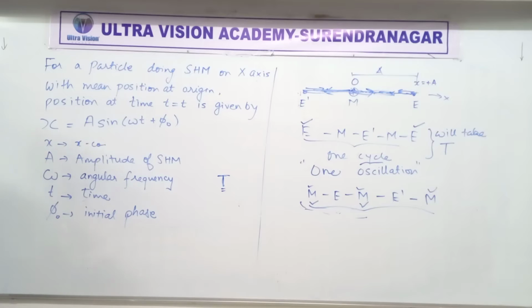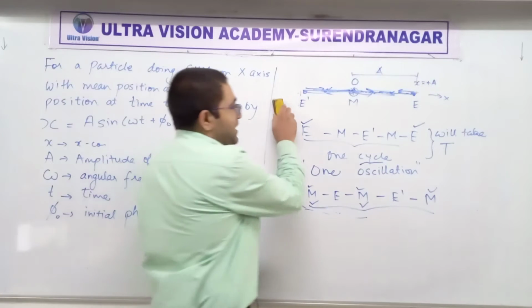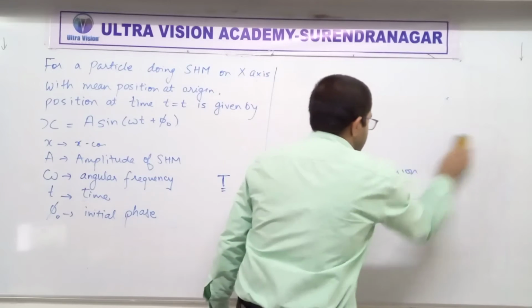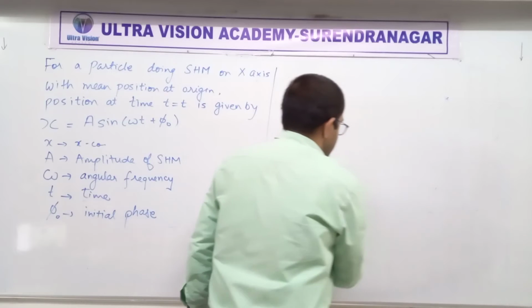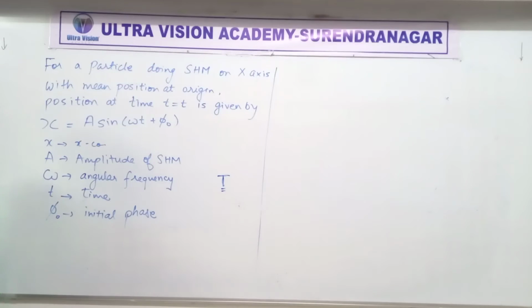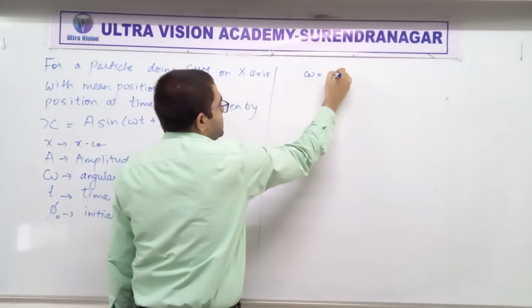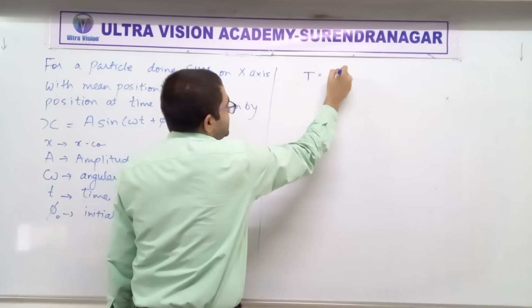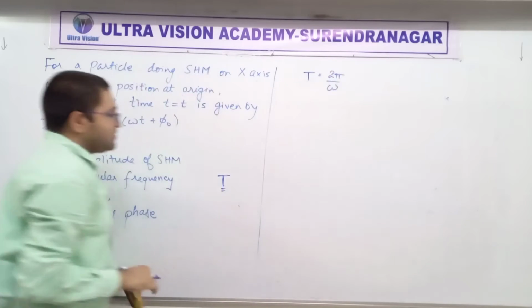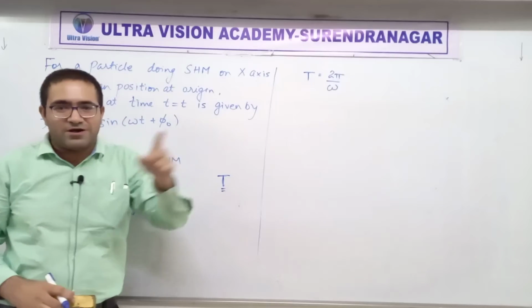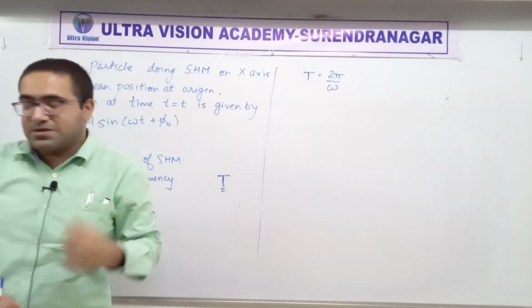Okay, right? So this is the equation. Why do we call it angular frequency? Let's go over to that. We have already derived that T is equal to 2 pi by omega, isn't it? We have written that the time period is 2 pi by omega, correct? That's what I had explained a while ago.